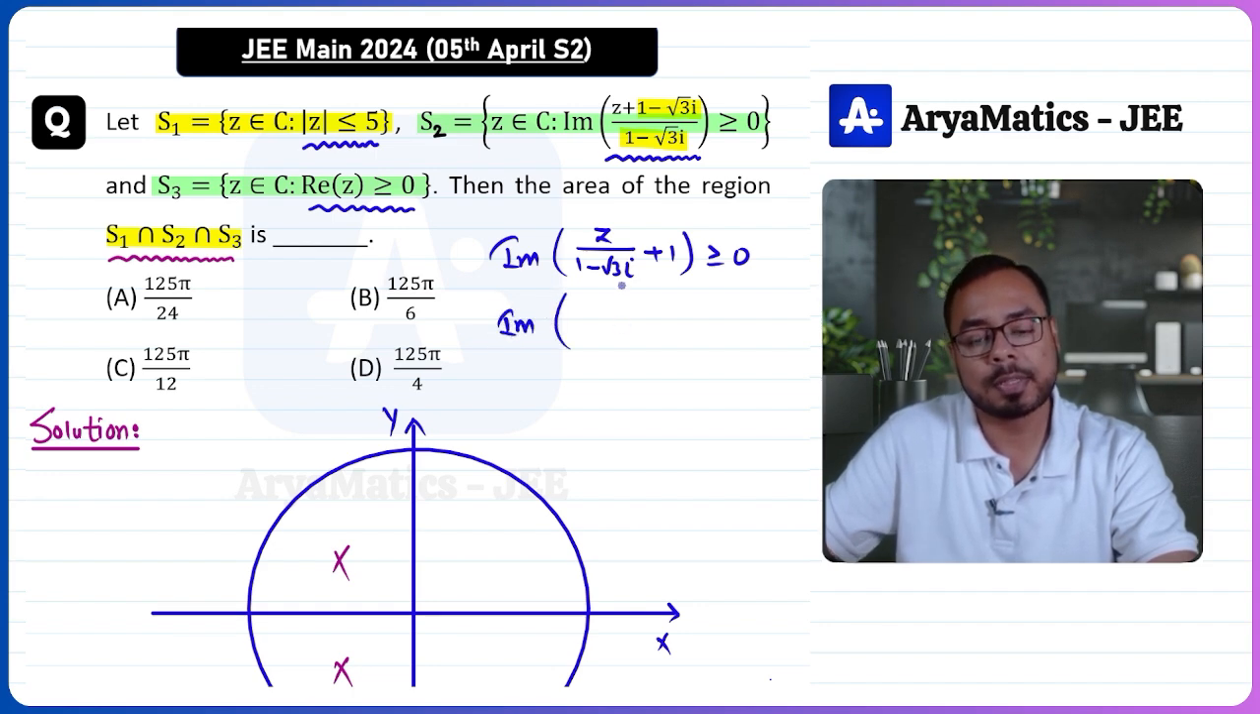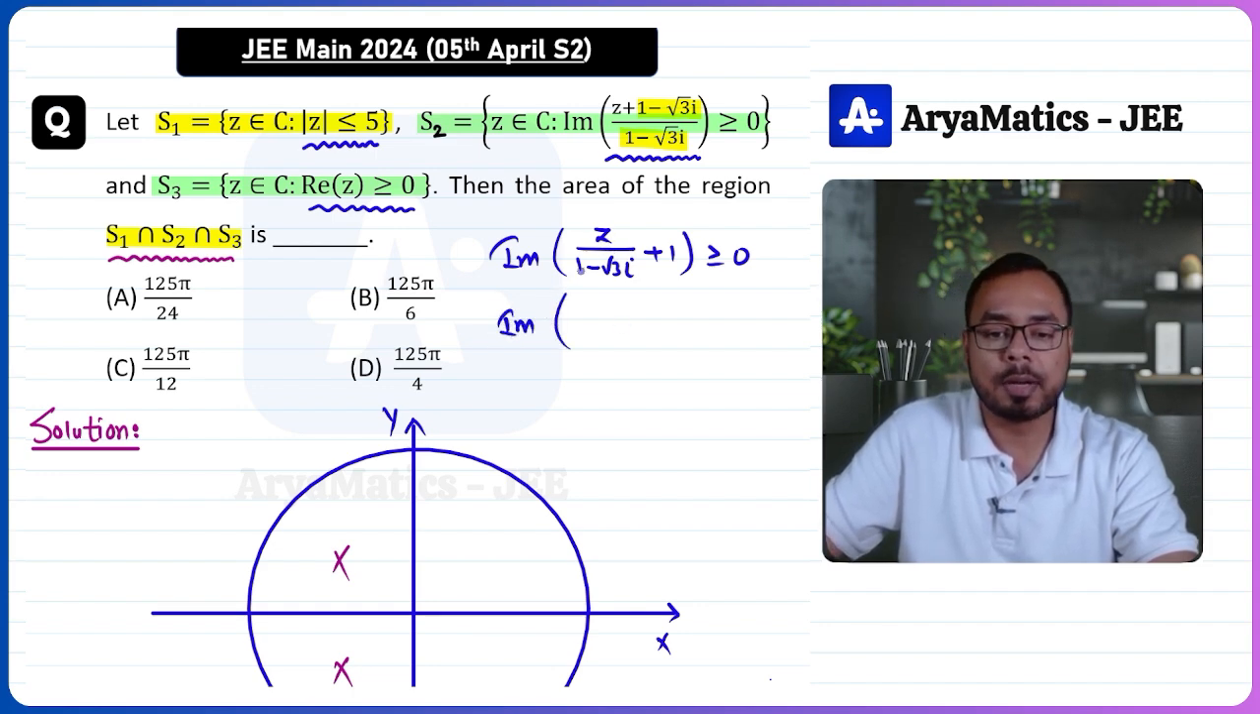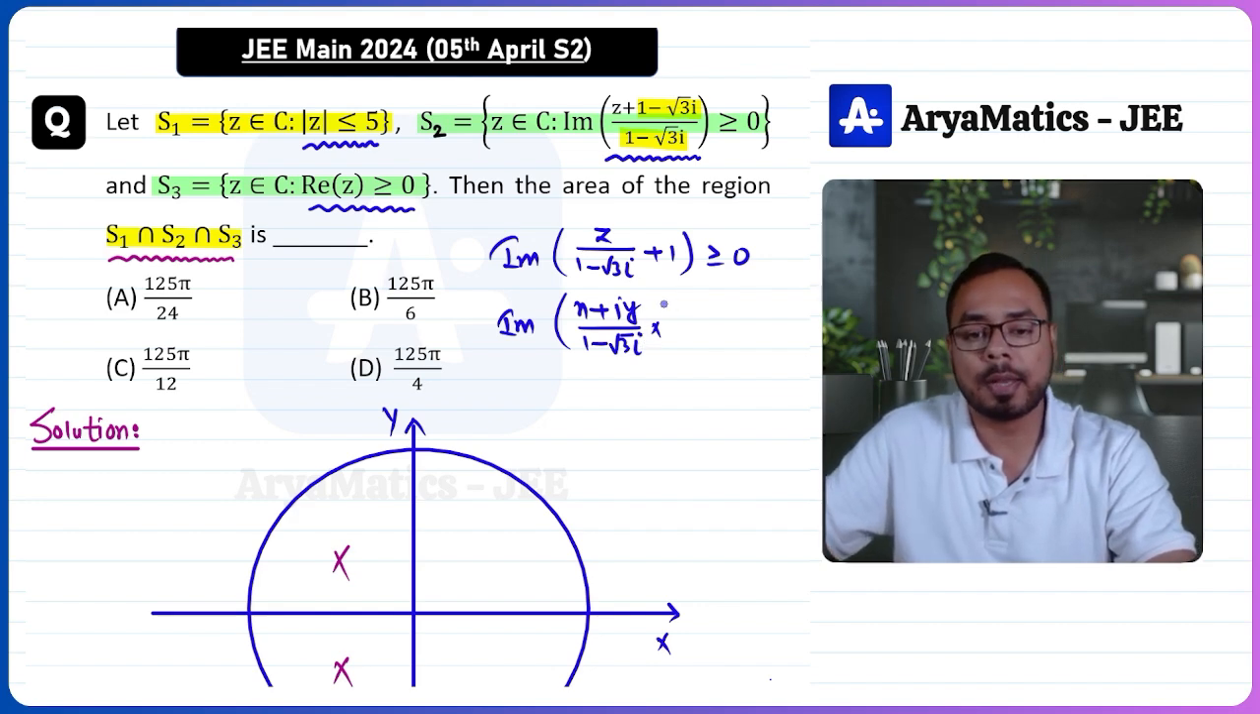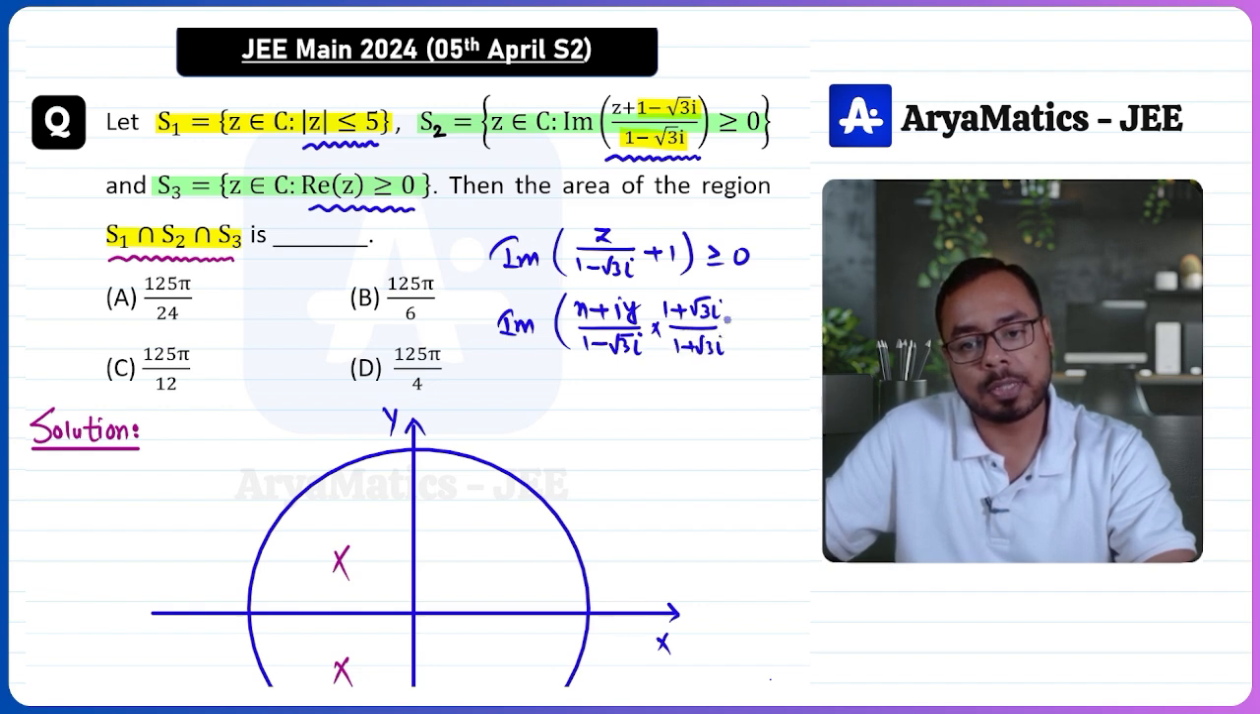So now we can write this as imaginary part of z by 1 minus root 3 iota, that should be positive. Z you can write as x plus iota y, because once we have an equation in xy, then we can identify the type of locus. And to separate the real and imaginary part, multiply and divide by the conjugate of this denominator. So this is the inequality that we are getting.